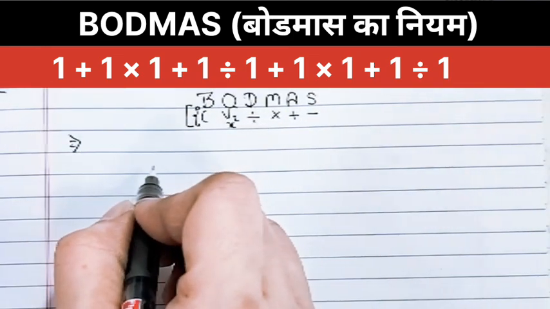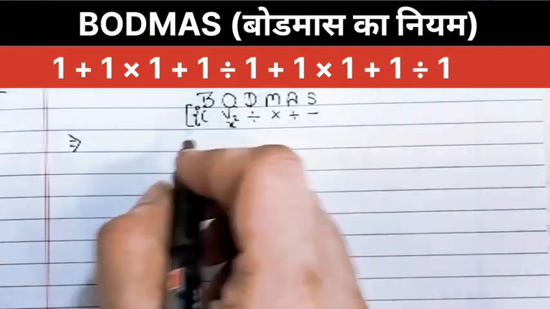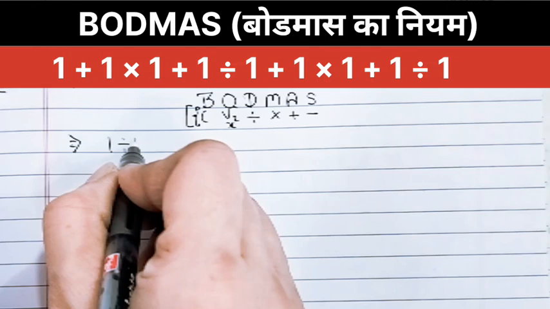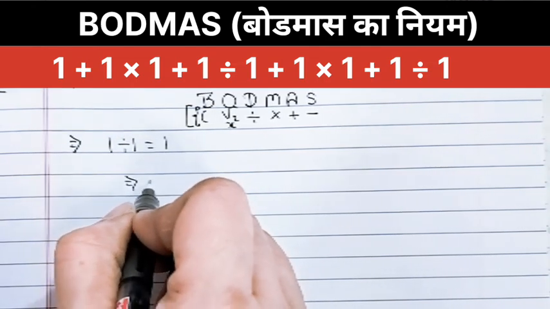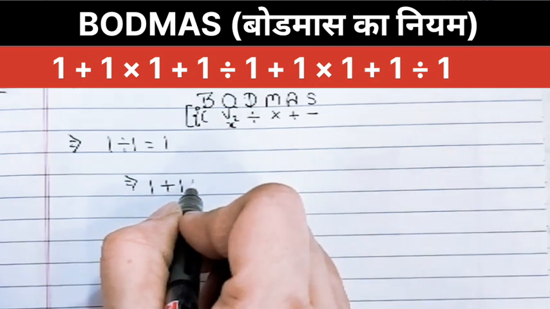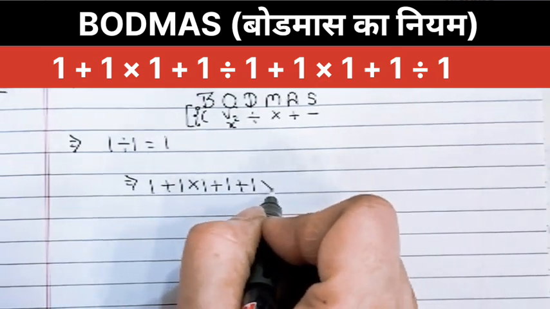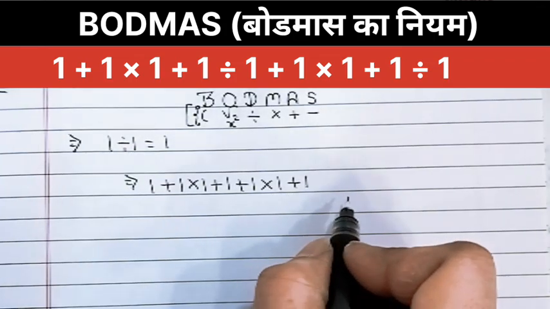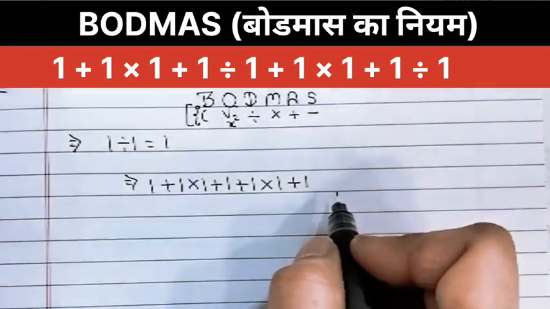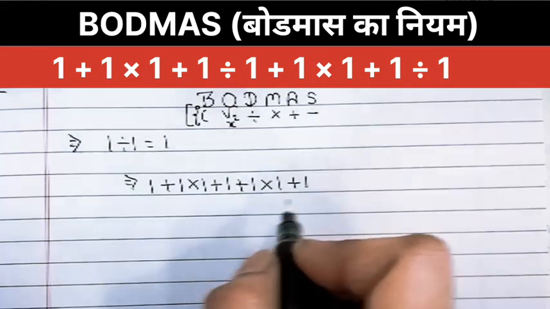Now first we solve division. Calculate, identify and solve all the division parts. As you can see here, 1 divided by 1 equals 1. Now the expression becomes 1 plus 1 multiplied by 1 plus 1 again plus 1 multiplied by 1 plus 1. According to this step 1, BODMAS says division must be performed before multiplication and addition to maintain the correct order of operation.